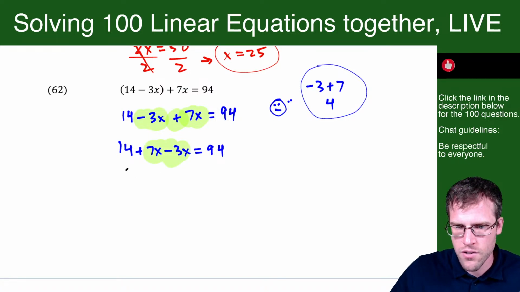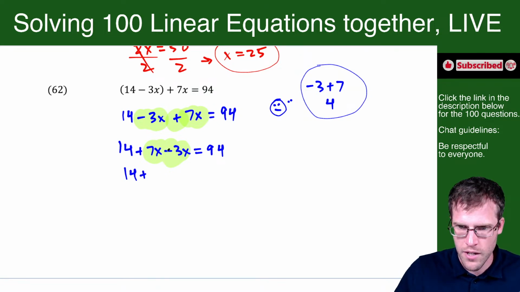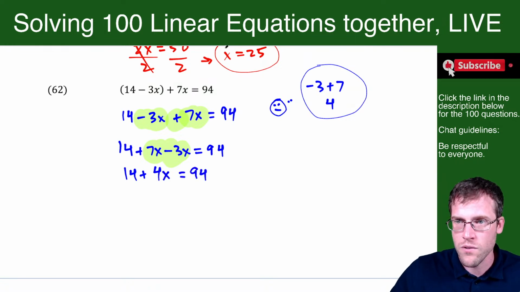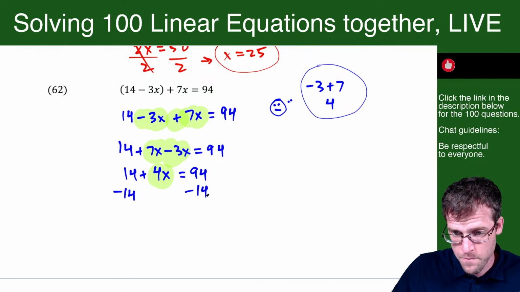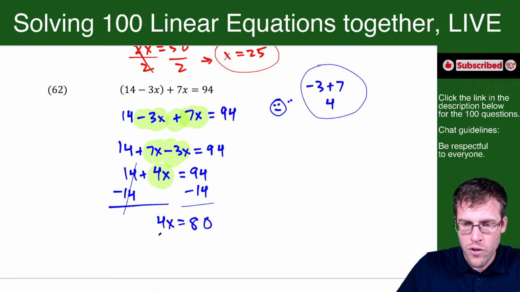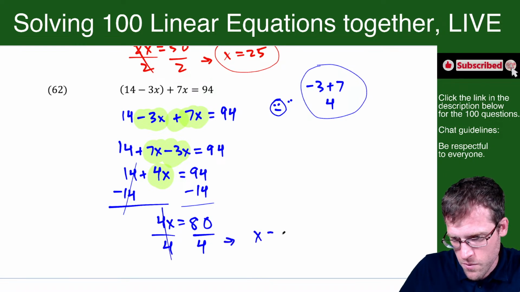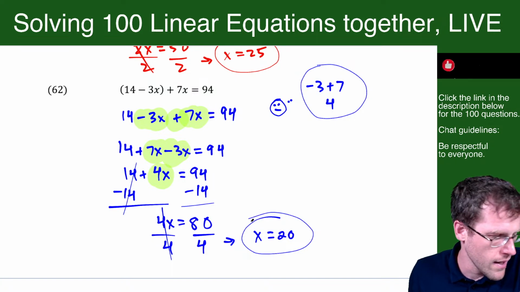In either case, you're going to get 14 plus 4x, since 7x minus 3x is 4x. So you have 4x equals 94. Once again, just emphasizing here, this is going to simplify to 4x. So now we could do the minus 14. And we've got 4x equals 4 minus 4 is 0, 9 minus 1 is 8. 4x equals 80. Divide both sides by 4. And now x equals 20. Okay, so 62, x is equal to 20.